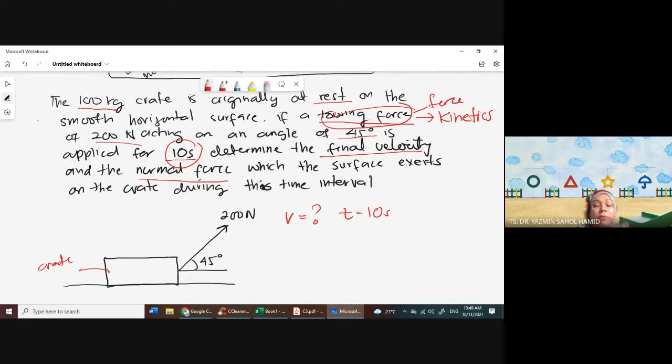So the formula for principle of linear impulse and momentum is very simple. You can write mv plus, okay, short form dia impulse macam ni, equals to mv. This one will be initial, this one will be final. So mv1 plus the summation of all the forces involved due to time, from t1 to t2, equals to mv2.